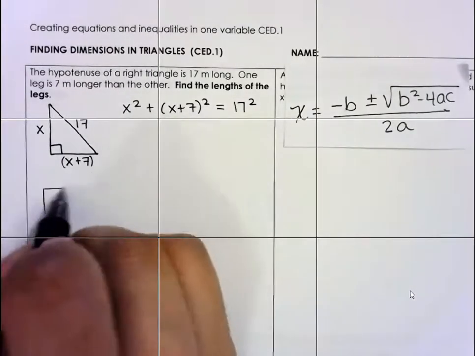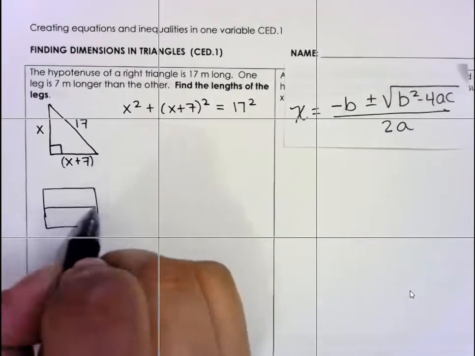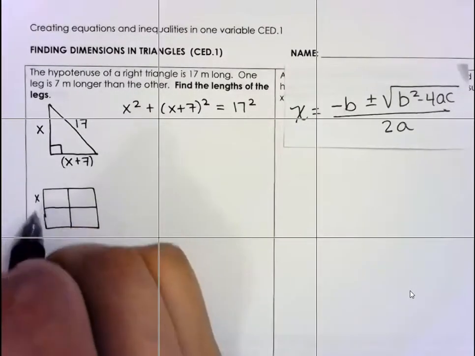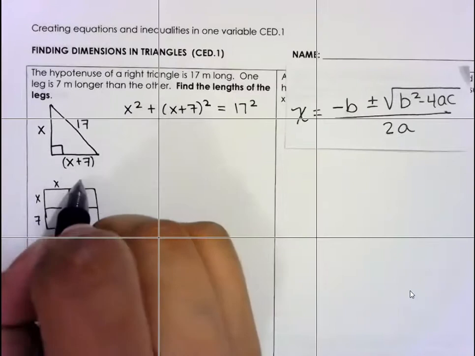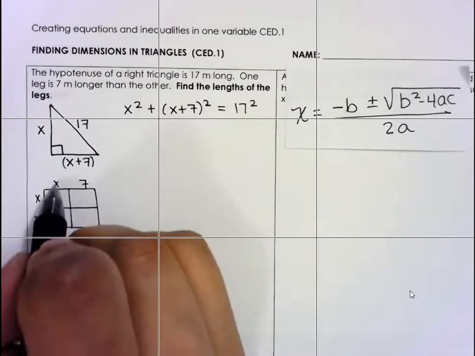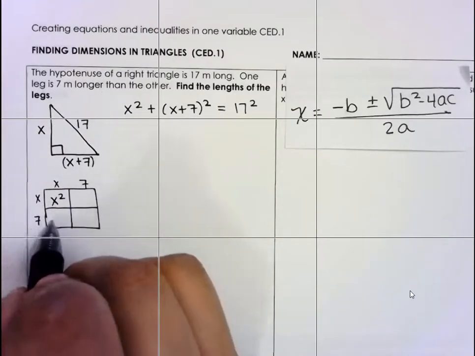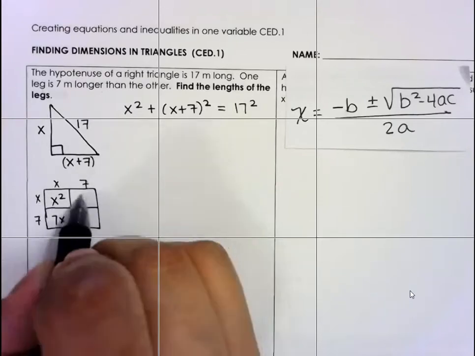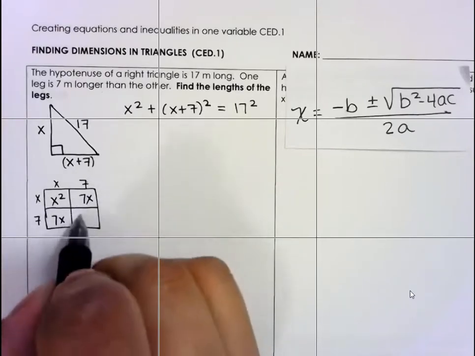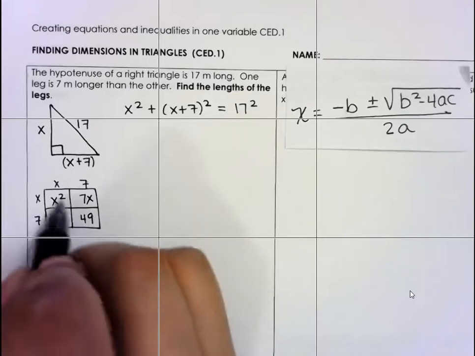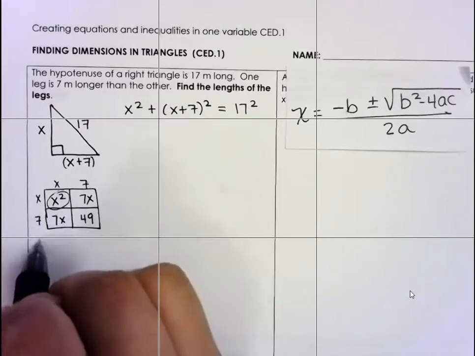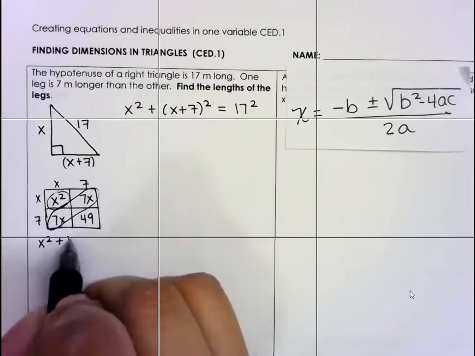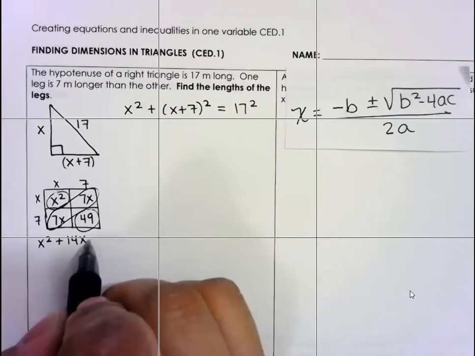So let's go ahead and do our little box diagram here. This is x plus 7 times x plus 7. X times x is x squared. 7 times x is 7x. 7 times x is 7x. And 7 times 7 is 49. So this actually expands to x squared, and these are like terms. 7 and 7 is 14. 14x plus 49.